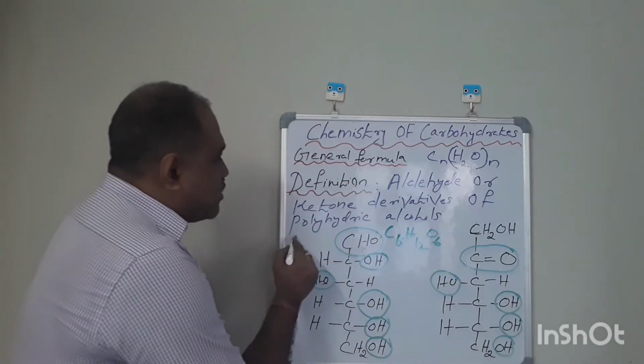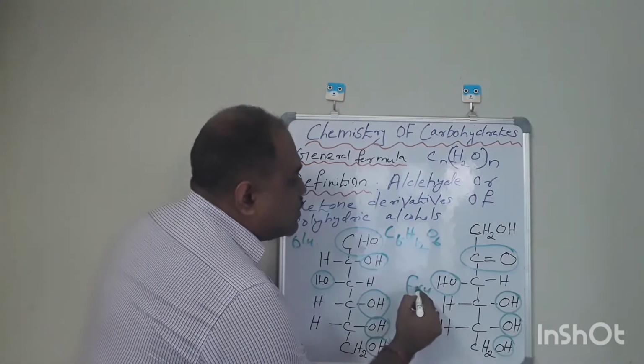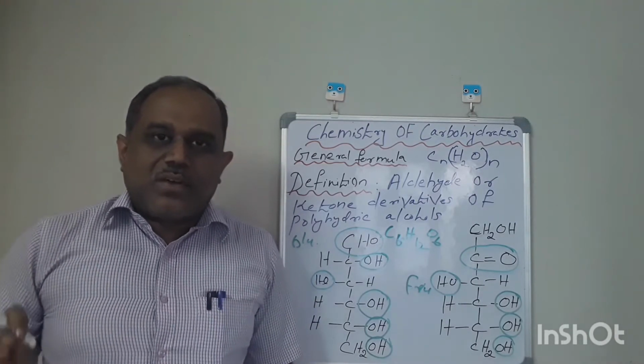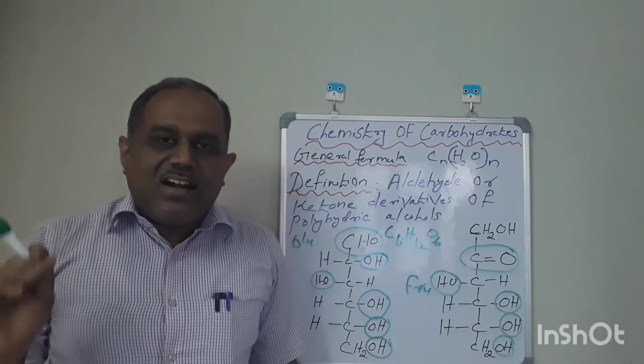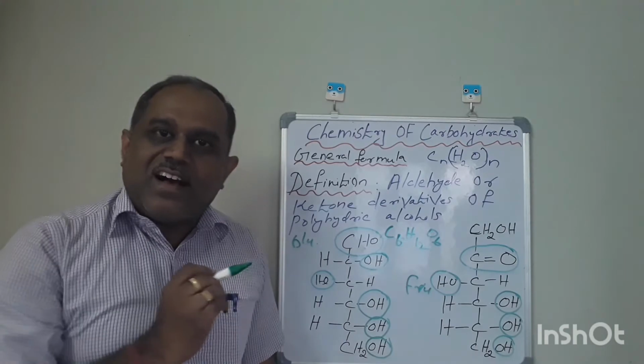So this is the structure of glucose. This is the structure of fructose. So hope you understood the definition. Again I will define: carbohydrates are defined as aldehyde or ketone derivatives of polyhydric alcohols.